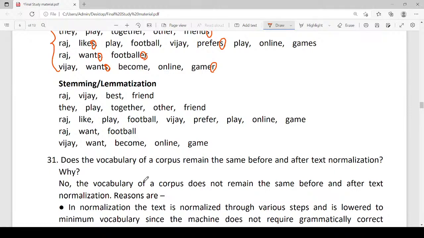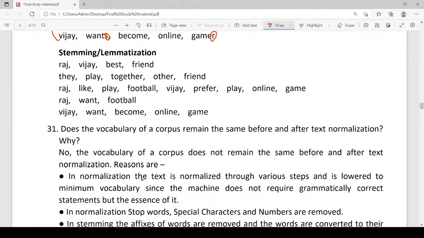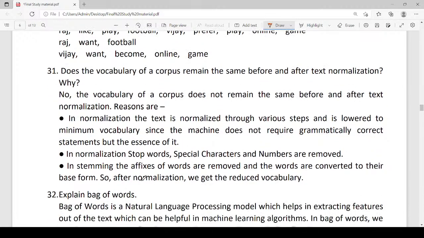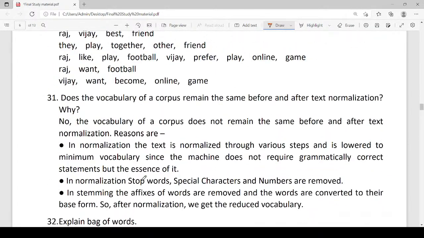Because here we are trying to reduce the number of words by minimizing the vocabulary. And we are going to remove a lot of words in the process, right? So the machine is going to remove the set of words, symbols and numbers that are not required and keep only those words that make the gist of it. So that is the reason the vocabulary is not going to remain the same.